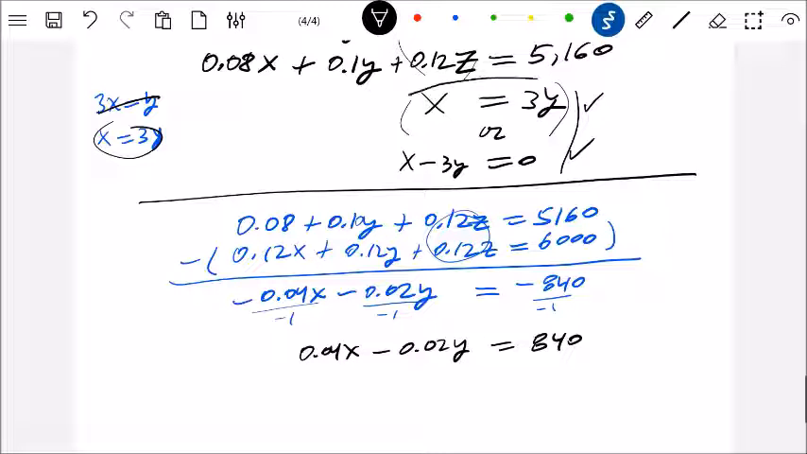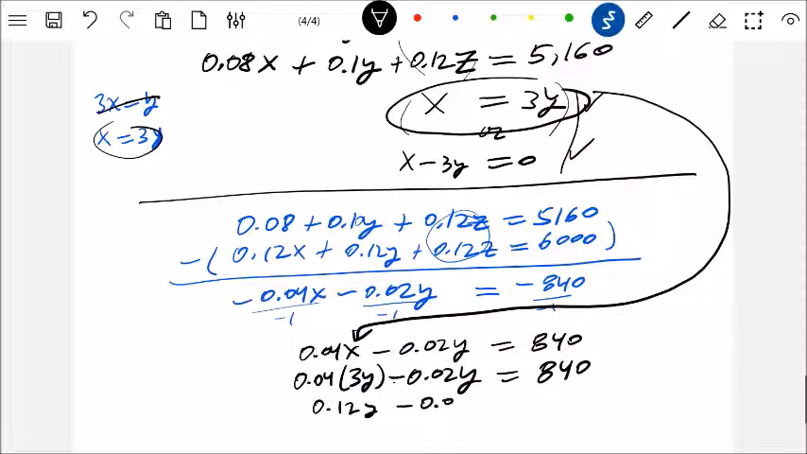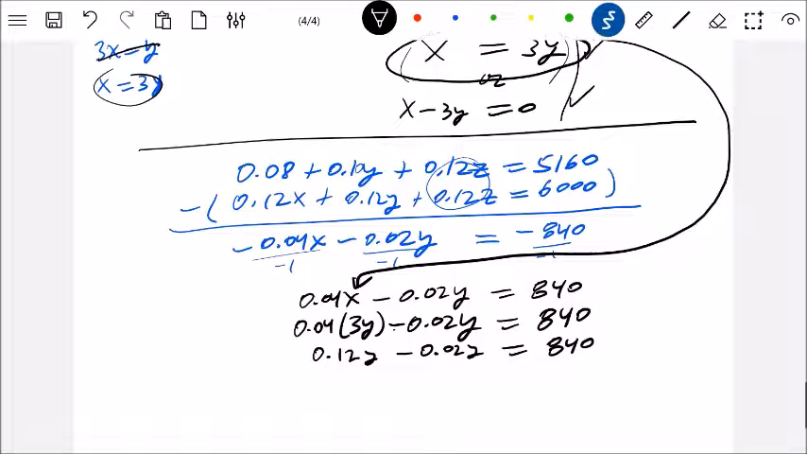Now that means this is the better one to use, because I can now put, in place of x, 3y. 0.04 times 3y minus 0.02y equals 840. So just calculating things out, 0.12y minus 0.02y. And now I'll combine these two like terms.